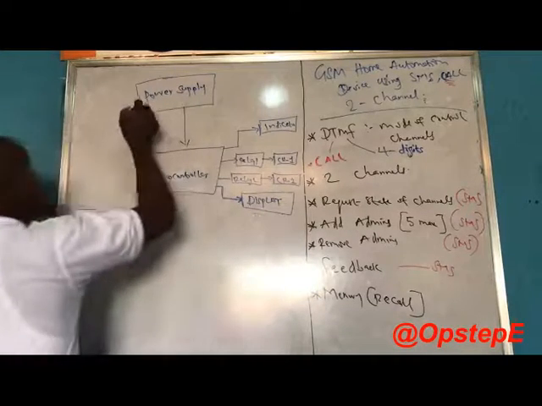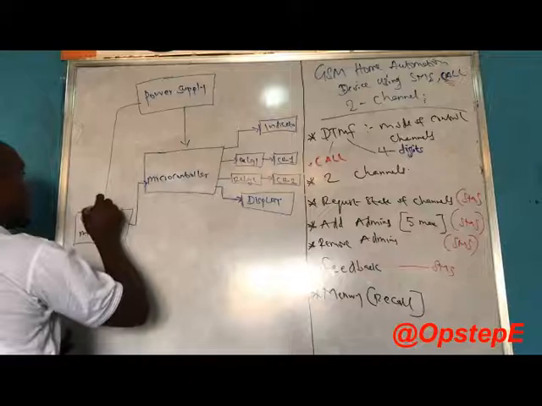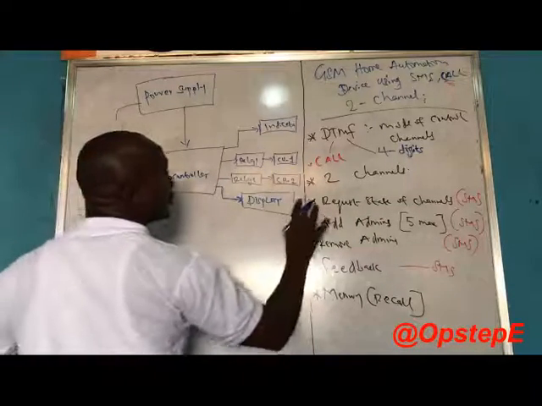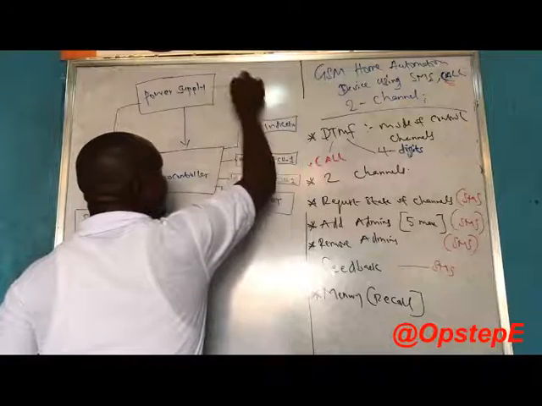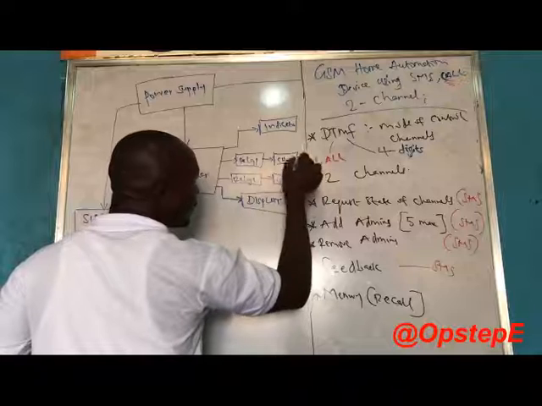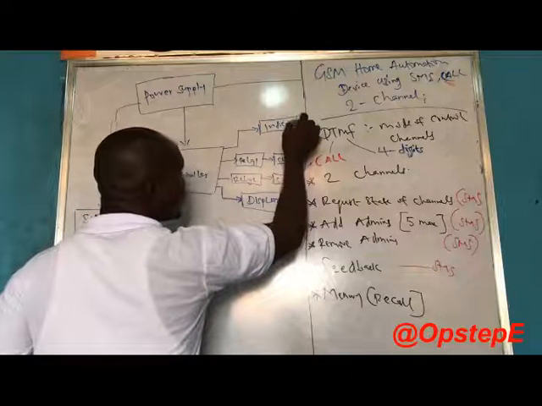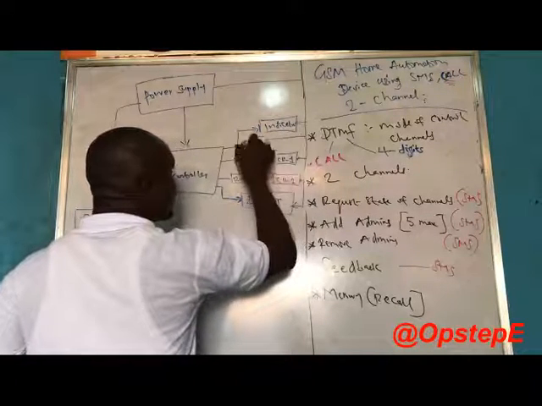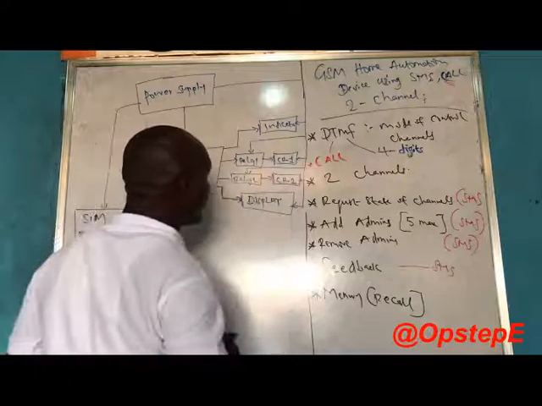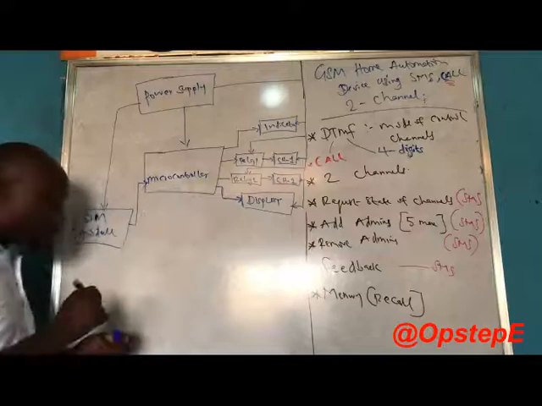So the way it is, your power supply feeds this module. Your power supply feeds all of this. It feeds the display, it feeds channel 1, channel 2, the indicator, and the relay. The power supply needs to feed this relay before the relay can actually feed the channel. So this is what your block diagram looks like.